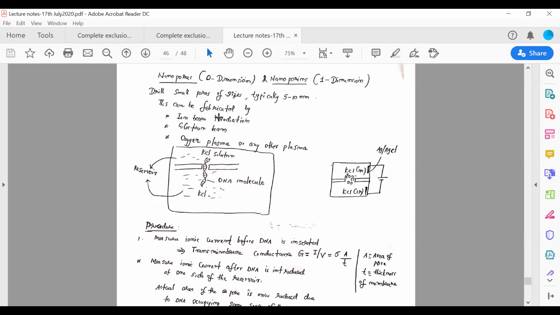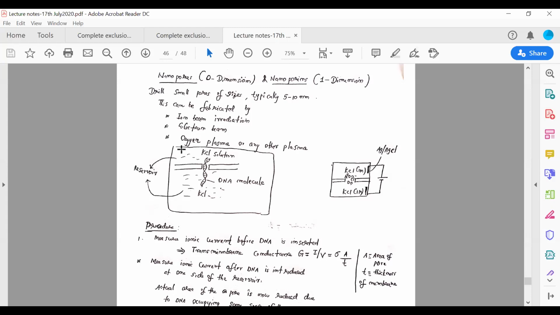Typically, let's see what techniques are used. Ion beam irradiation: you can bombard with gallium ions or helium ions, even protons. Electron beam is another possibility. Oxygen plasma or any other plasma. You have to have some kind of etching or removal of the material. So suppose you made some nanopore. These are the different ways one can make it.